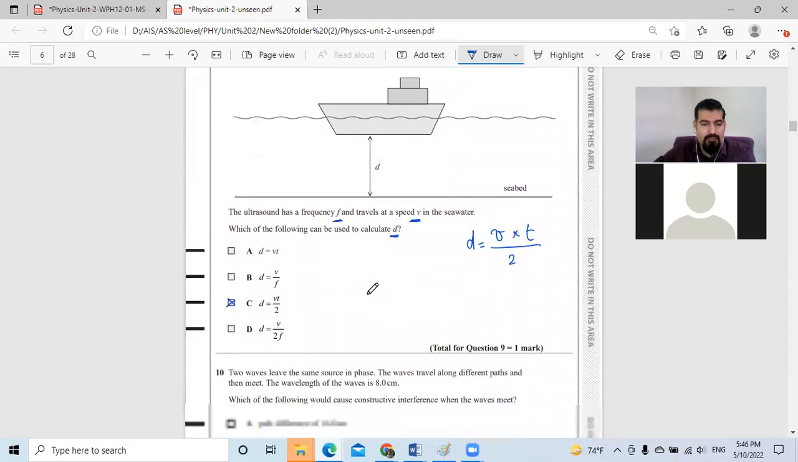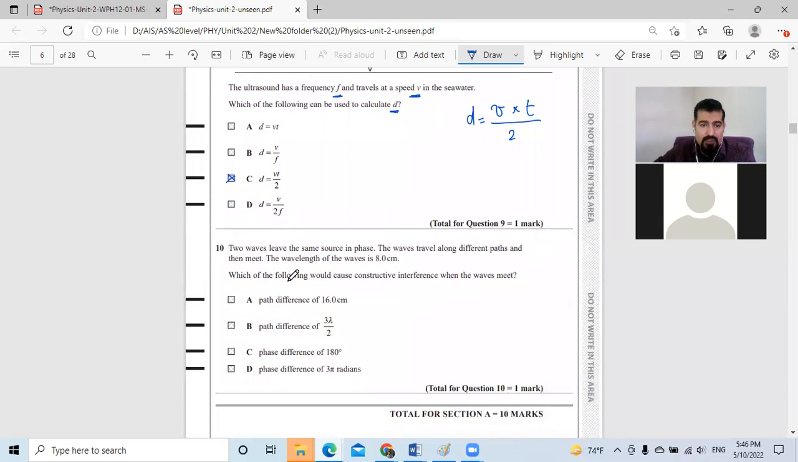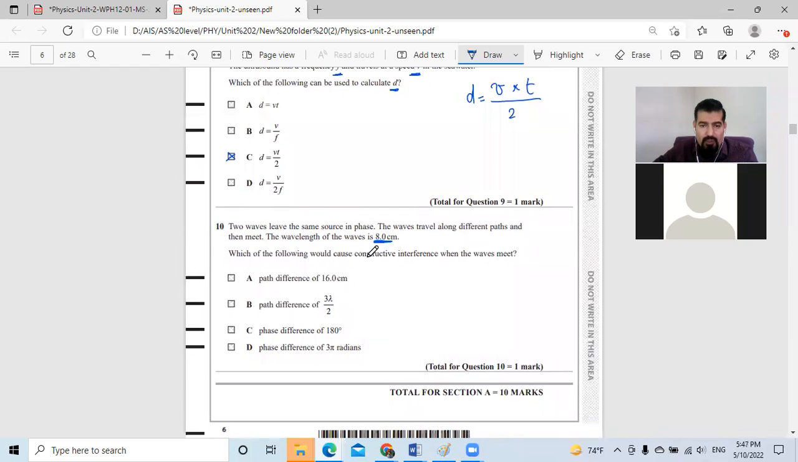Question number 10, the last question. Two waves leave the same source in phase. The waves travel along different paths and then meet. The wavelength is 8 centimeters. Which one of the following could give constructive interference when they meet? When the path difference is, of course, 16, this is the first answer. It's a multiple of 2 wavelengths. So the answer is A.